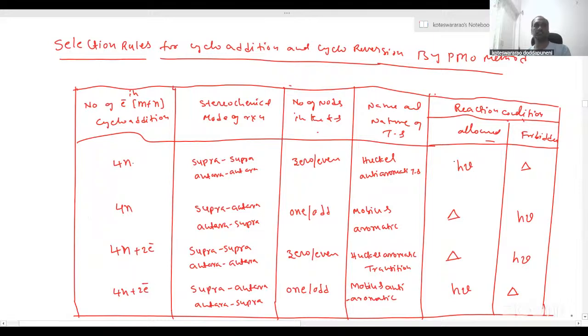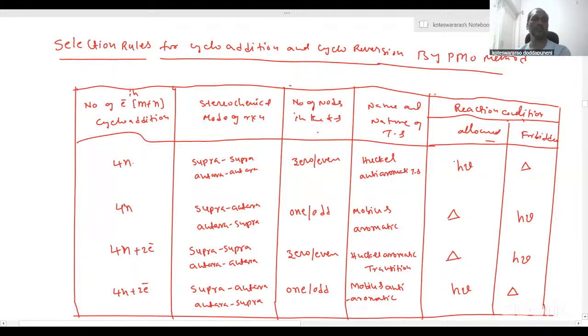Cycloaddition reactions are treated similarly to the electrocyclic reactions by the PMO method. For the 2+2 cycloaddition, which involves 4n electrons, the supra-supra and antara-antara modes both give the same result. Both involve zero or an even number of nodes, so the transition state is Huckel anti-aromatic. Once it is anti-aromatic, the reaction is photochemically allowed and thermally forbidden.